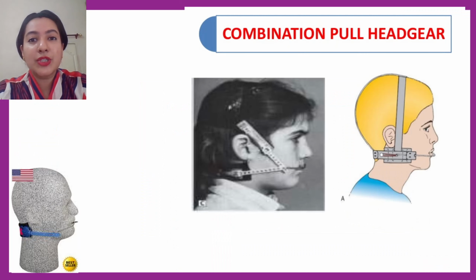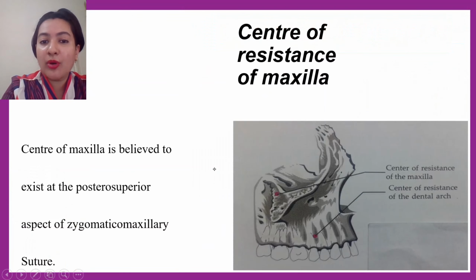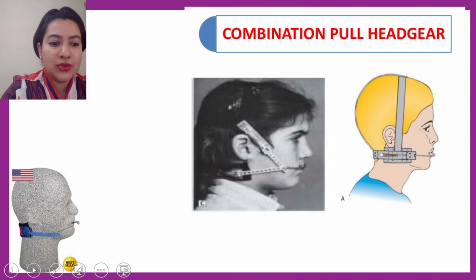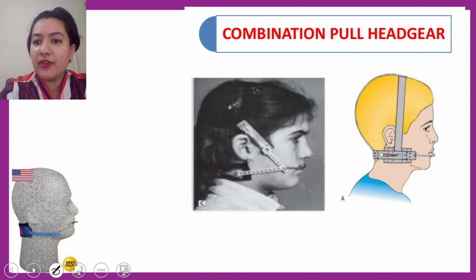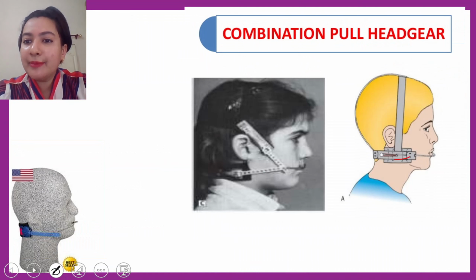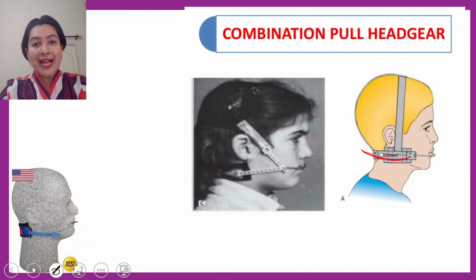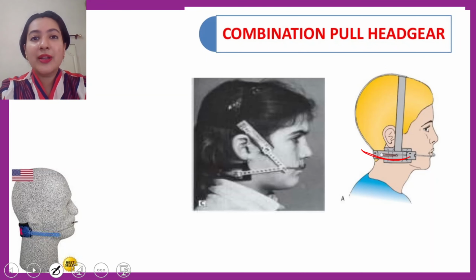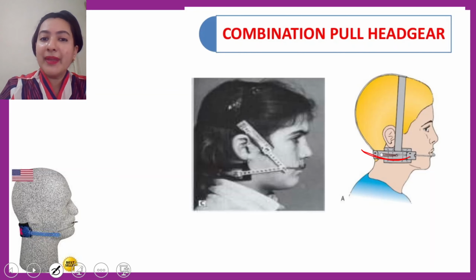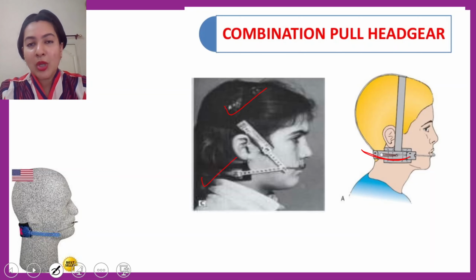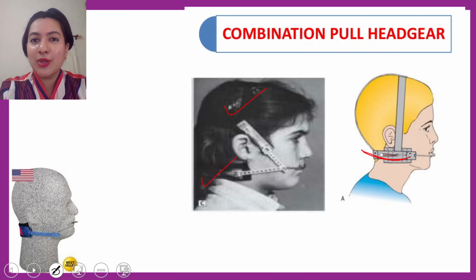Okay, so based on the situation, we need to use the headgear in different directions. Okay, so what happened? We introduced a new concept of this neck strap. Okay, so this new concept of neck strap was given, where the patient's headgear can be attached in the neck region also. As a result, the maxilla can be pulled back in that particular direction. So in combination pull headgear, we make use of occipital headgear as well as a neck strap also. Okay, so both the things are used in combination.